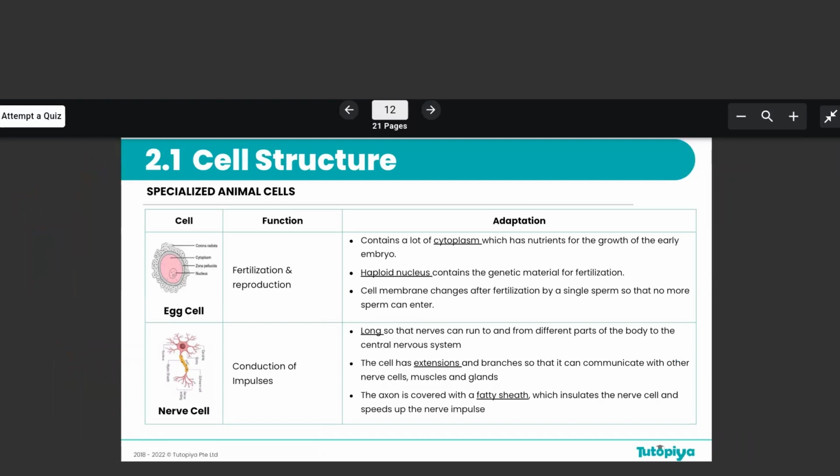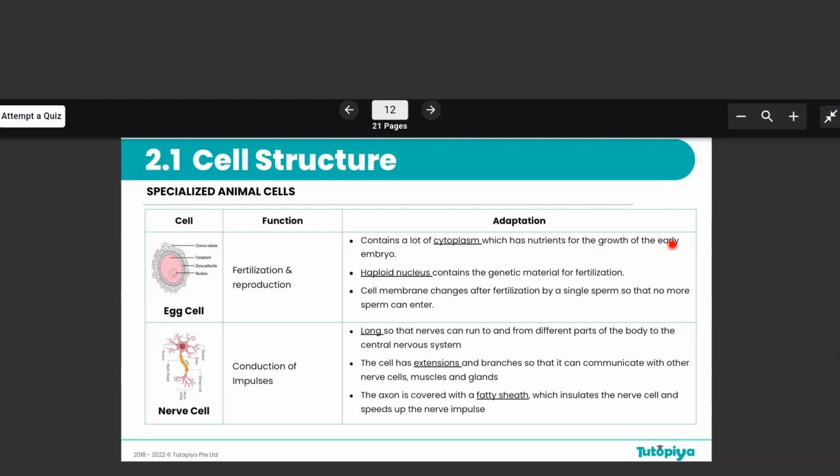And again, the egg cell, just like the male gamete cell, is involved in sexual reproduction and fertilization. Now, if we consider this egg cell, something unique about it is the fact that it contains a lot of cytoplasm, which is rich in nutrients. You see, if this egg cell happens to get fertilized, it's going to grow into an embryo. So this cytoplasm has nutrients for the growth of the early embryo.